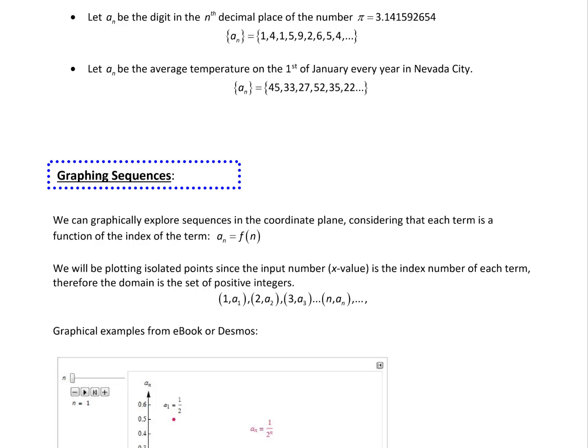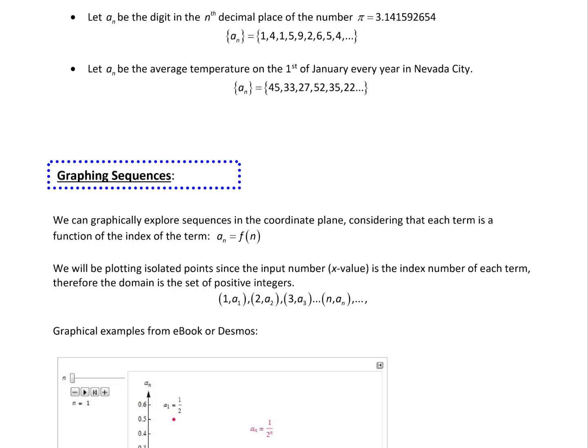We wanted to say the sequence of numbers that we want to look at is, say, the average temperature on the first day of January in Nevada City. And then you would also have a sequence that doesn't have an explicit definition, but is still a sequence, a list of numbers.